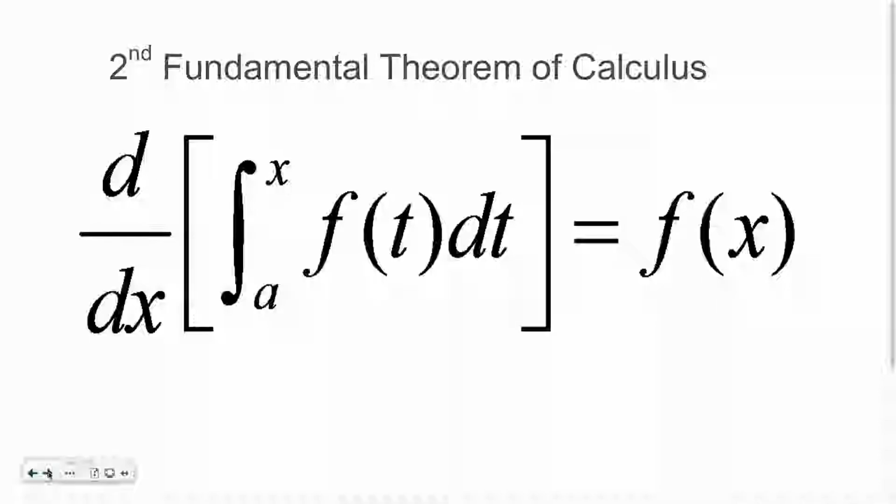Turn to your table and talk about why this makes sense. The derivative of the antiderivative of f of t equals f of x, because they are inverses, they undo each other.